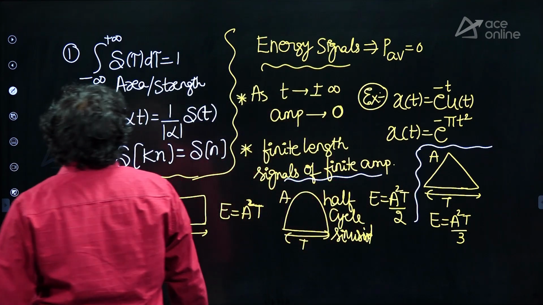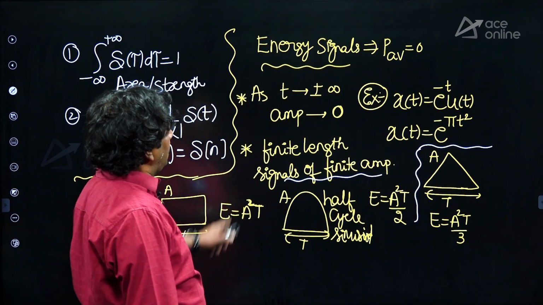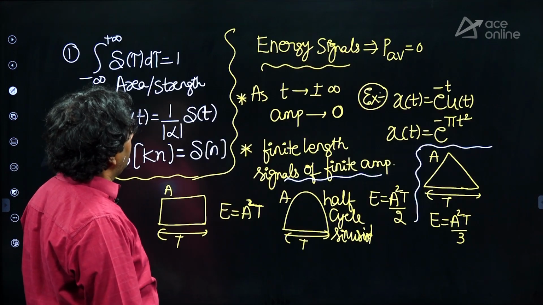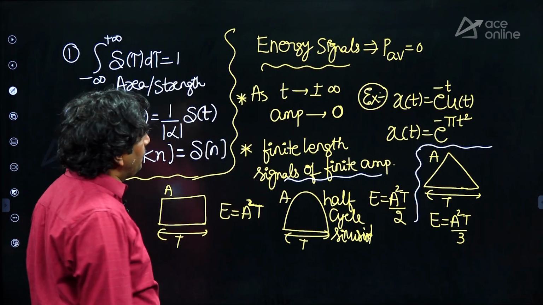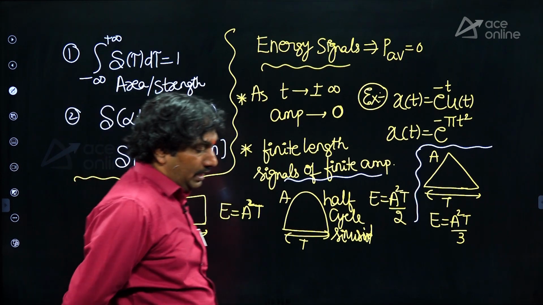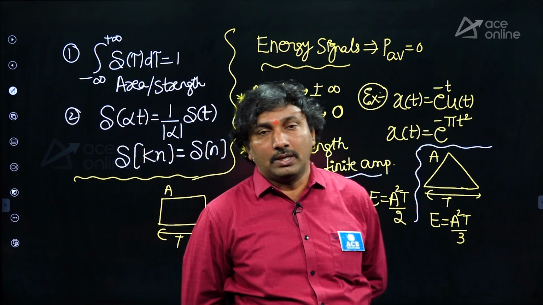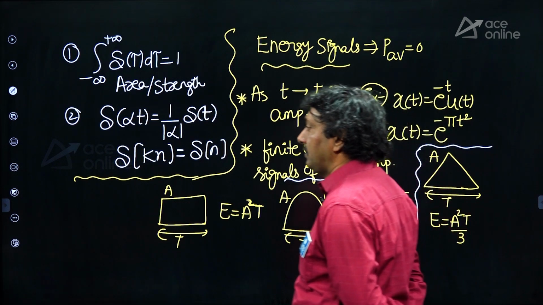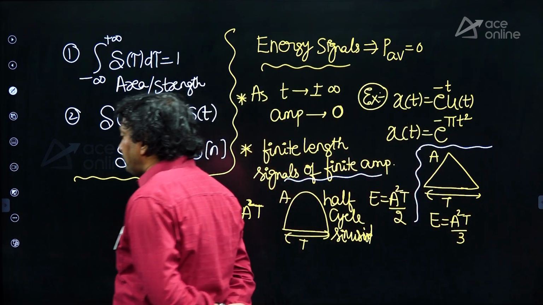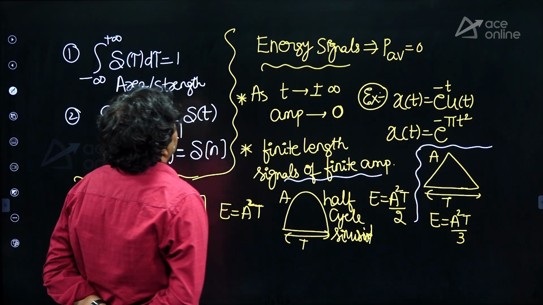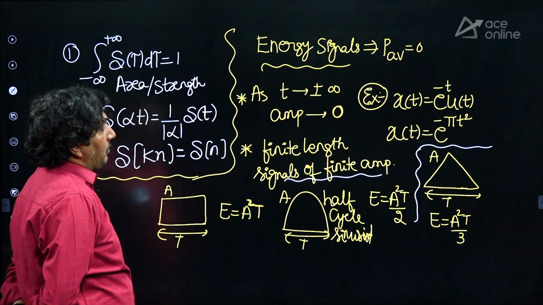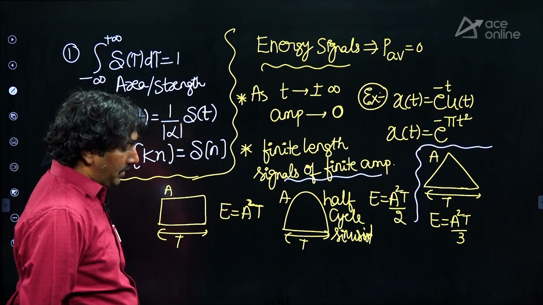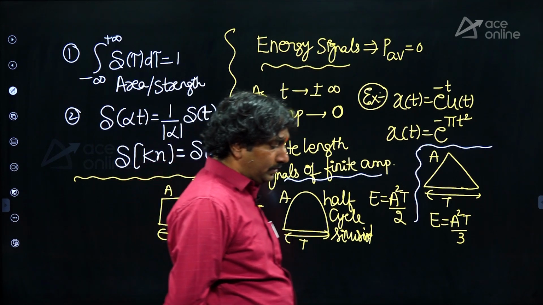So there are two possibilities for energy signals. One: as t tends to plus or minus infinity, the amplitude approaches 0. Two: all finite length signals of finite amplitude are also treated as energy signals. For an energy signal, the average power will be 0.